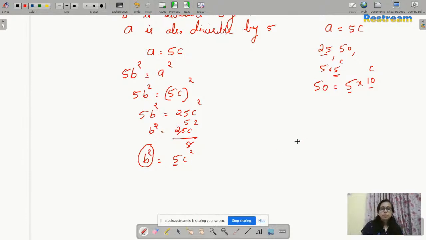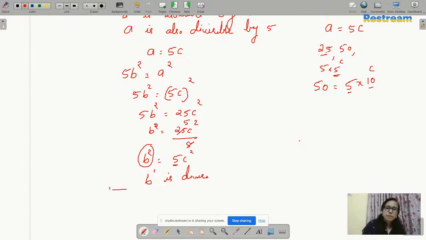Now see, b square is a multiple of 5, some number which is a multiple of 5. That means b square is a multiple of 5. Okay, see carefully, it is a little bit difficult, I know that, but study like that. b square is equal to 5c square, that means b square is divisible by 5.